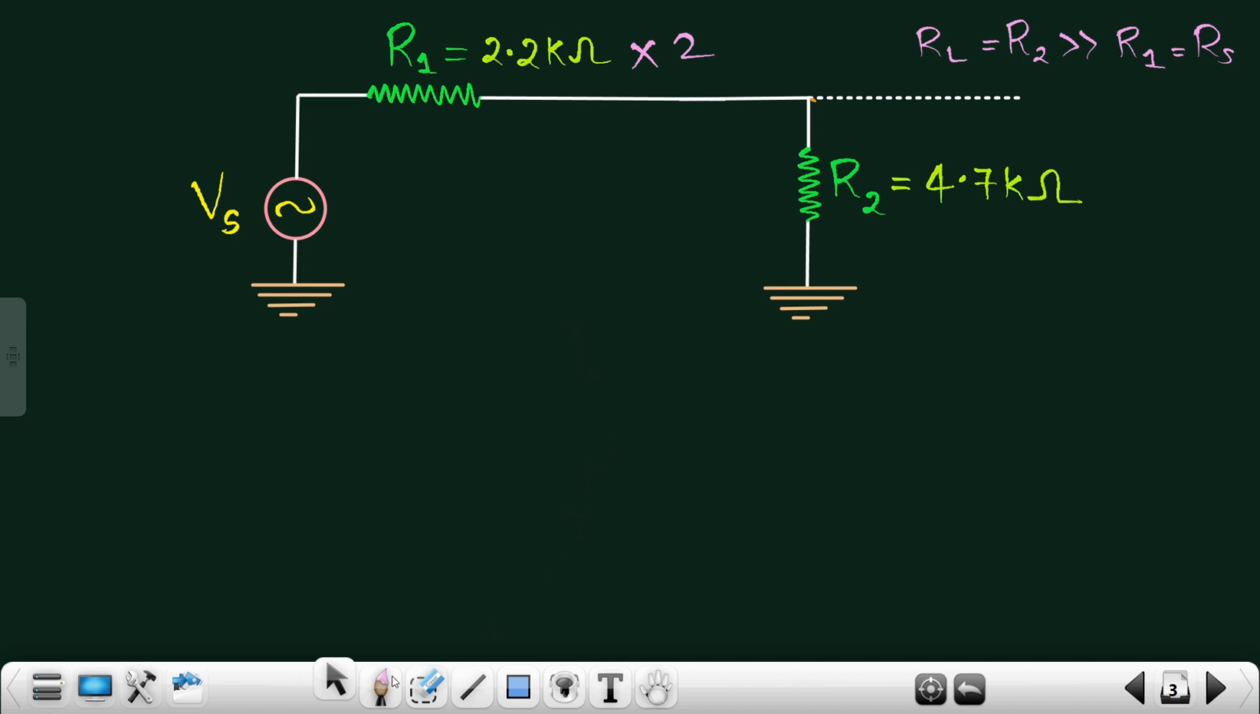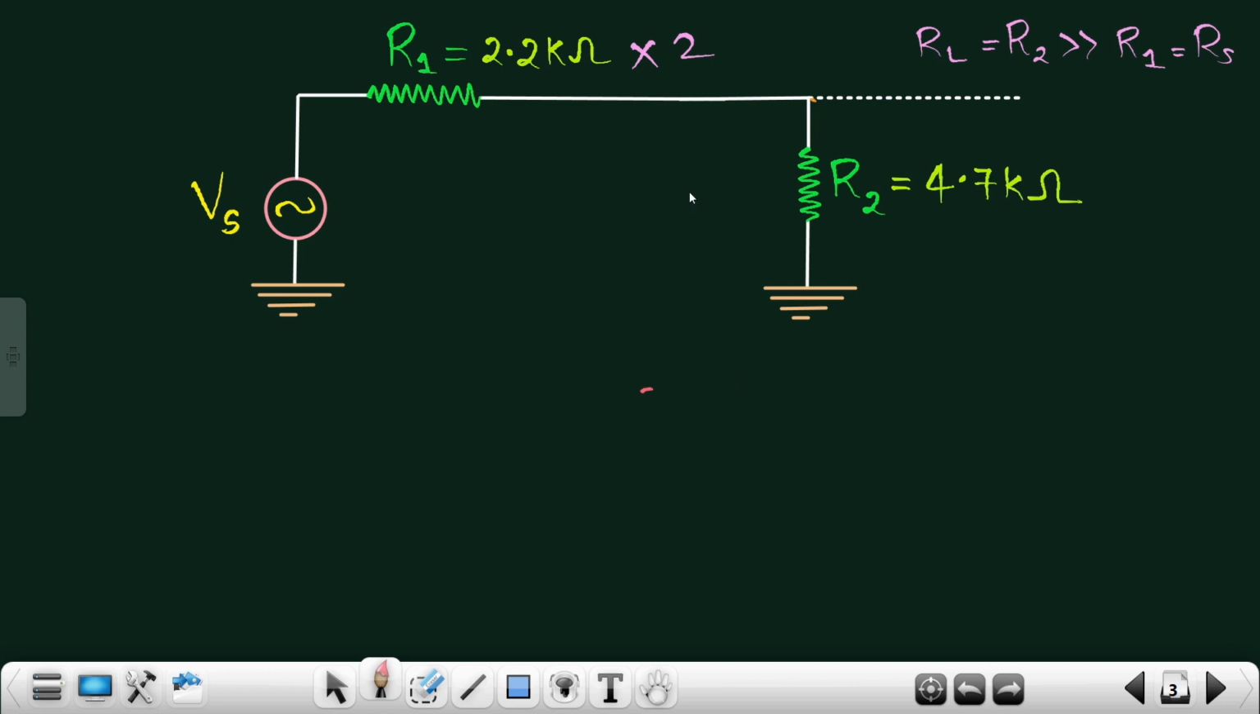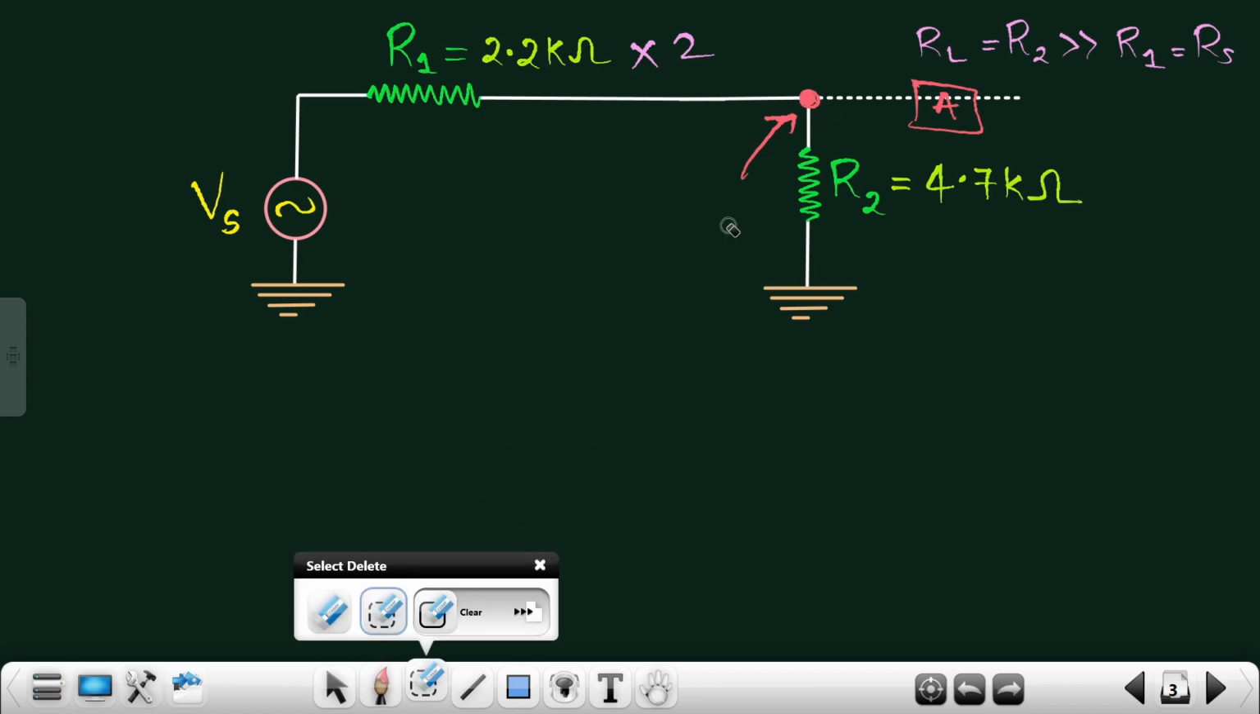Basically, I am interested to know what voltage I am getting at this particular point. If this node gets an adequate amount of voltage, then only will the amplifier that is present be able to amplify this signal properly. So for that we need to make sure that whatever signal is coming over here should be as high as possible. So this is what we need to find out.